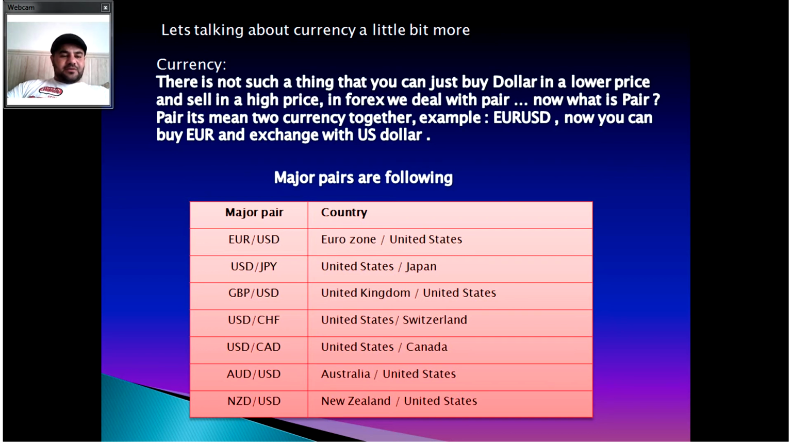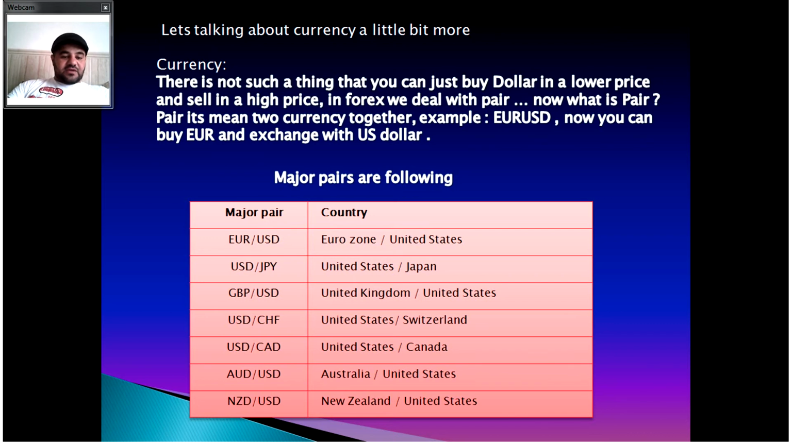But some people think that in forex you're going to buy a dollar at a low price and sell at a high price. There's no such thing like that. In forex we have pairs, okay? A pair of currencies, and each pair consists of two different countries.